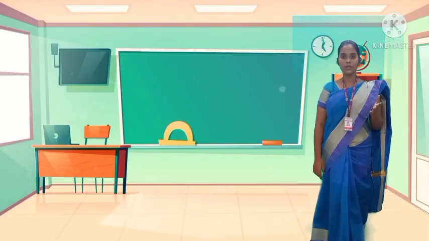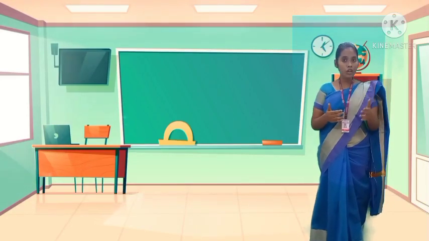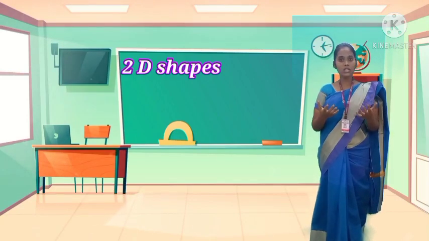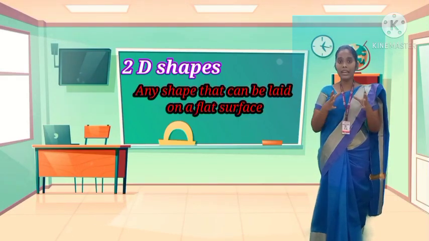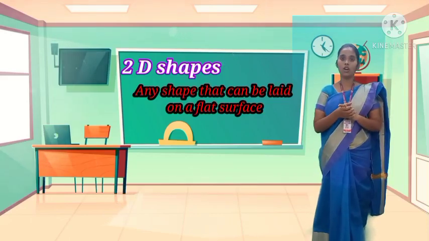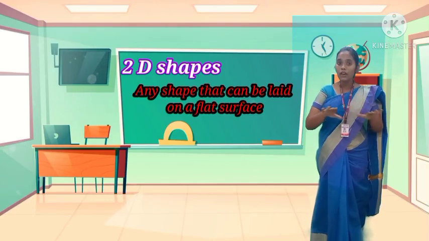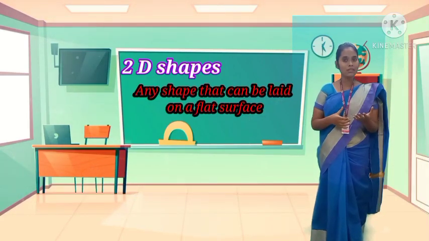Children, today we are going to see chapter 1 geometry in our term 1 book. Before entering into our class, we will recall what we have studied in our last year class. What are 2D shapes? Can you guess what are 2D shapes, children? Any shape that can be laid on a flat surface is called 2D shapes. Can you give some examples?